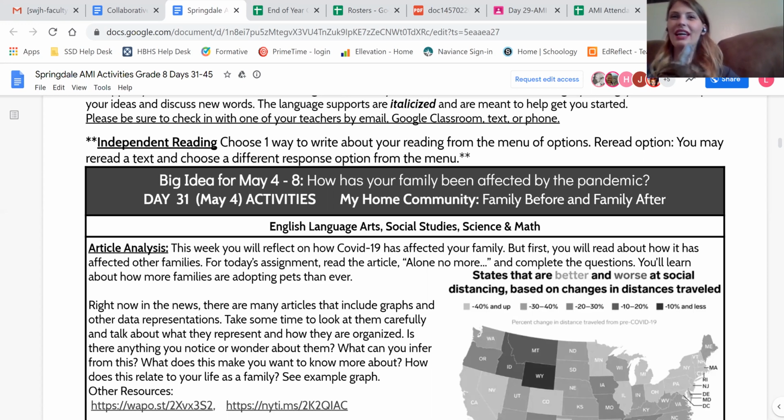So today we're going to be looking at this article analysis. This week you will reflect on how COVID-19 has affected your family, but first you will read about how it has affected other families. For today's assignments, read the article Alone No More and complete the questions. That article will be at the back of this packet at the very end. And it says you'll learn about how more families are adopting pets than ever, which is great. Obviously, I love animals, and it makes me so happy to know that these families are finding a home for the pets that need them.